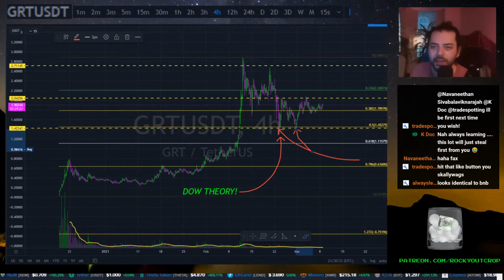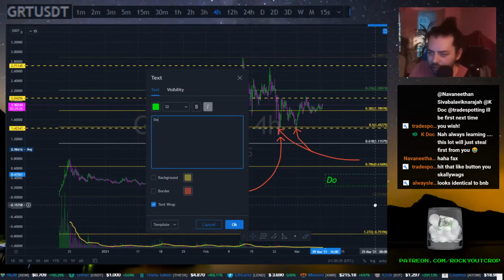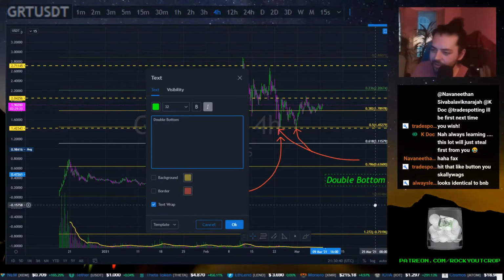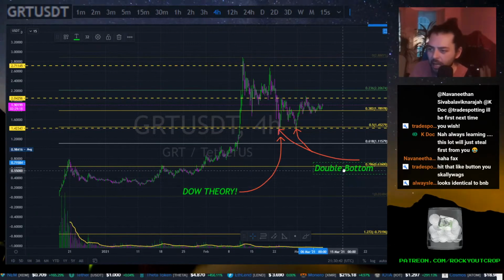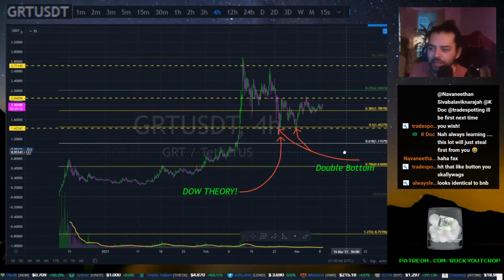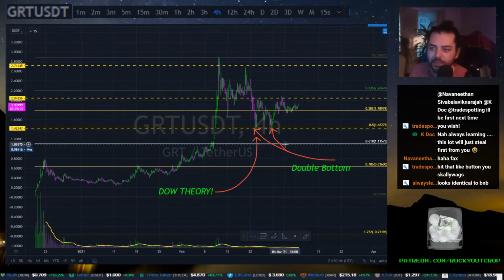Then what we have here is a potential double bottom. I'll write it properly, double bottom. There's no L in bottom. So is that a possible double bottom that we're seeing there at that point? And then we've moved towards the top side.